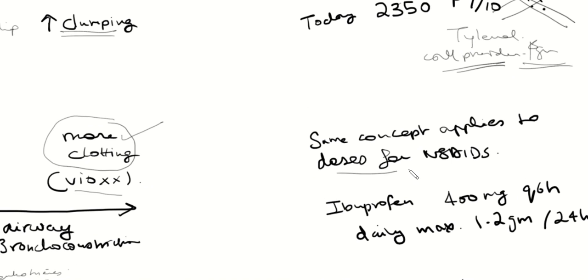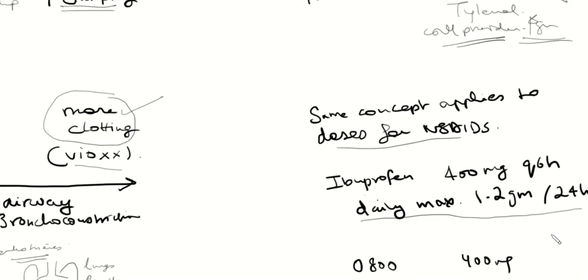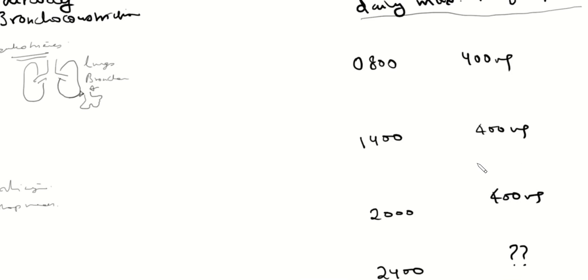Same concept applies to NSAIDs. Ibuprofen, 400 milligrams every 6 hours. Daily maximum 1.2 grams a day, or in a 24-hour period. Same. I'm giving somebody ibuprofen at home. I've got to calculate. Got to do the same thing.